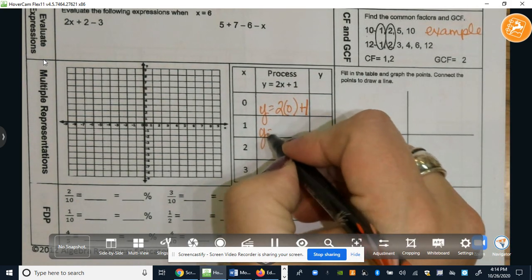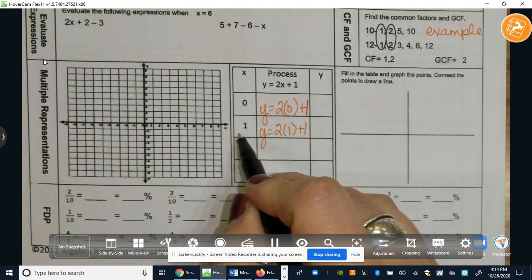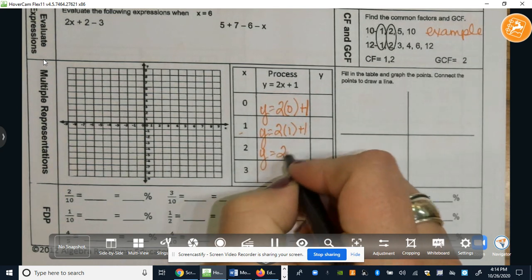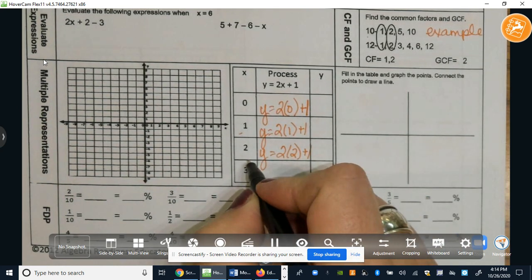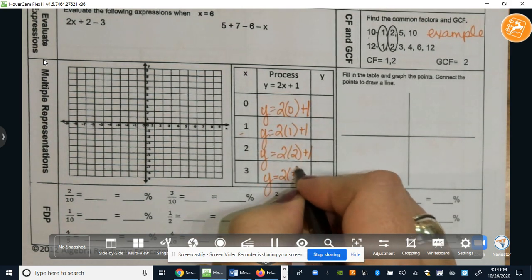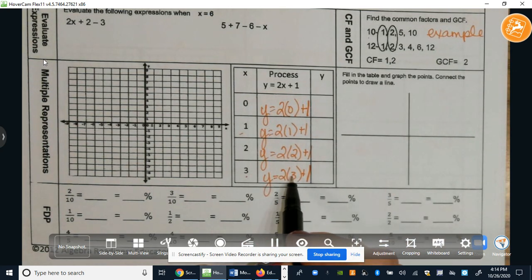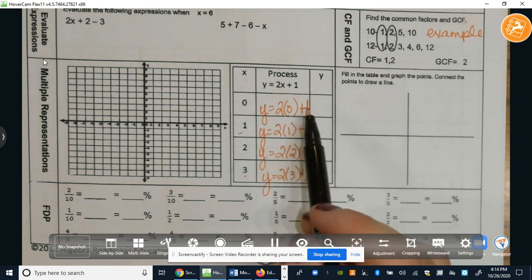So y equals 2 times 1 plus 1. 1 was there, 1 goes there. Y equals 2 times 2 plus 1. 2 is there, 2 is there. And y equals 2 times 3 plus 1. 3 is an x, goes right there. So then I still follow order of operations. I'm going to multiply, then add.